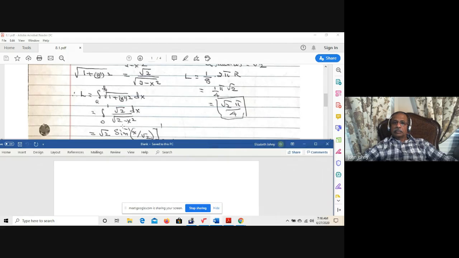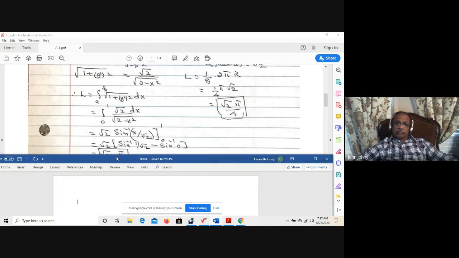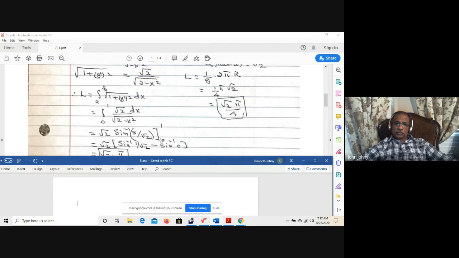Remember the formula: the integral of 1 over the square root of a square minus x square is sine inverse of x over a. So here a is square root of 2, because 2 is square root of 2 the whole square. So you recall that formula for 1 over the square root of a square minus x square. So that is square root of 2 times sine inverse of x over square root of 2, from 0 to 1.